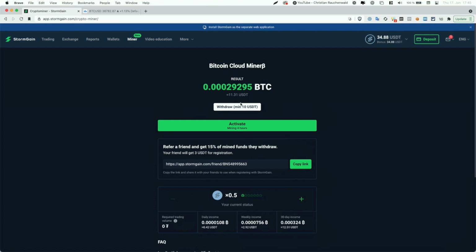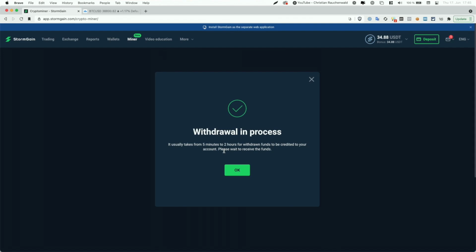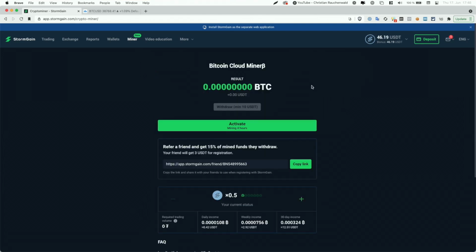So before the price changes, I'm just going to click on withdraw here. Now you see here that it mentions that the withdrawal is now in progress and that it will take 5 minutes to 2 hours before it actually shows up. But as you can see in our case right now, it actually didn't even take a minute for the balance to update. I already withdrew yesterday something around $30-something. If you jump back 10 or 20 seconds in the video, you can see the old balance, and now the funds that I withdrew are added here, which means I can actually start the next mining session by clicking activate.